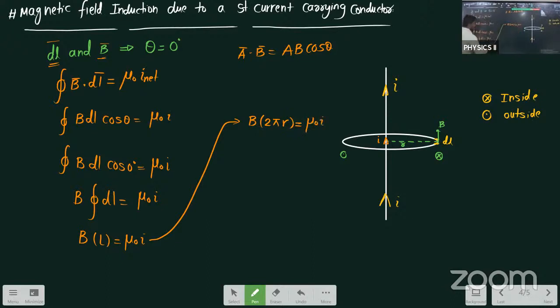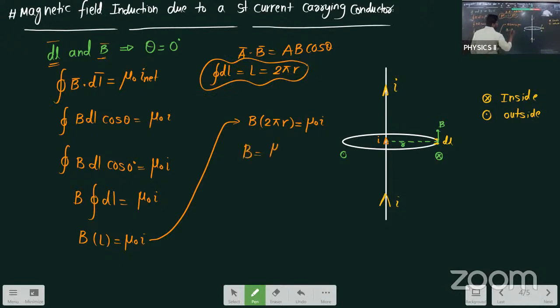So what have I considered here? I have considered that closed integral dl is equal to L. And L is equal to 2 pi r. So this will become B is equal to mu naught I divided by 2 pi r. So this is our final answer. This is the formula for magnetic field induction due to a straight current carrying conductor or a wire.